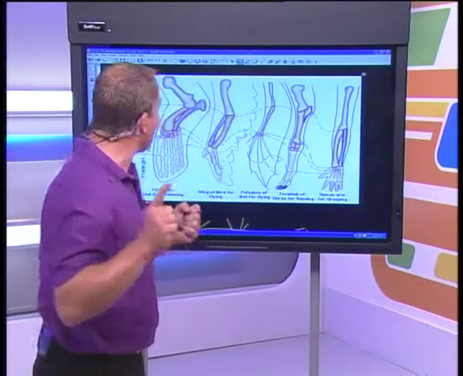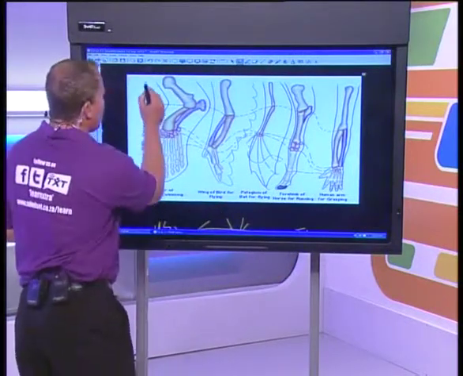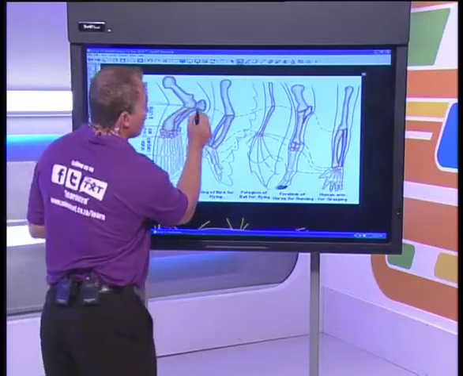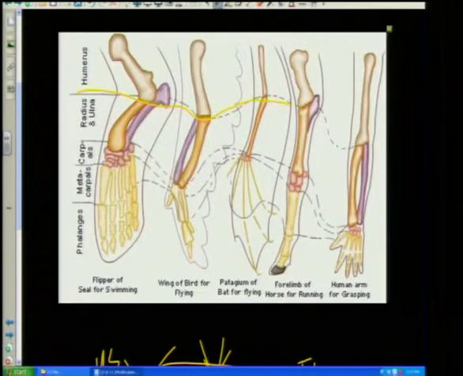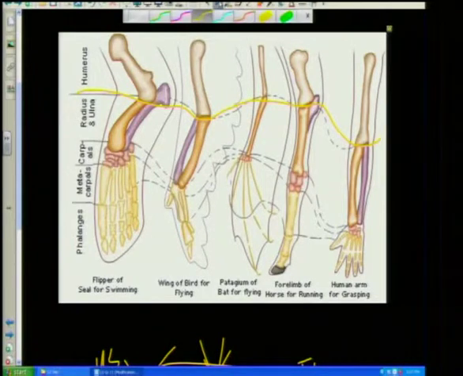Now, let's have a look at the lines. Here we go. Humerus. There's the humerus of all the different animals. If you have a look at it, I can't see it.